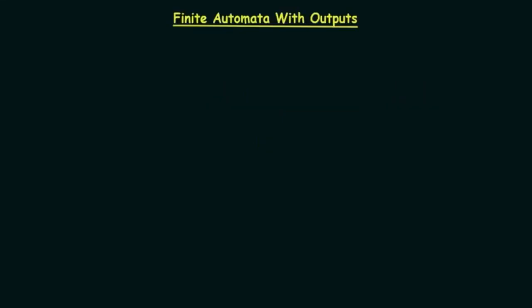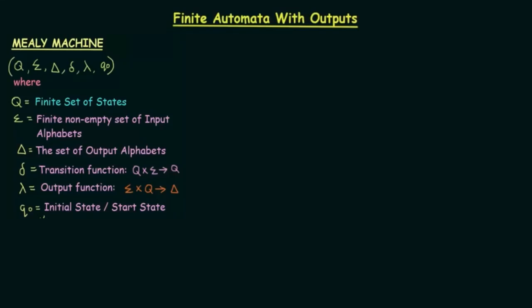So finite automata are going to have some outputs, and they are going to be dependent on certain constraints. Basically there are two types of finite automata with outputs. One is called Mealy machine and another is called Moore machine. Okay, so let's first of all start with Mealy machine.